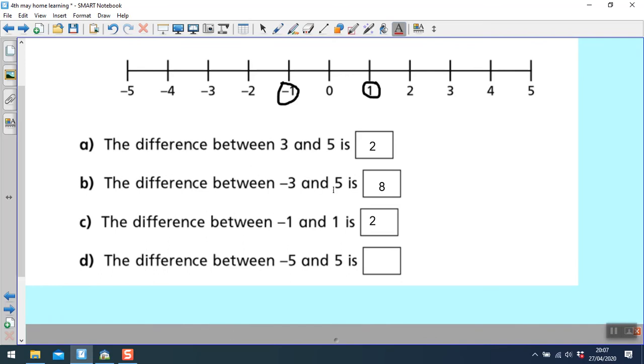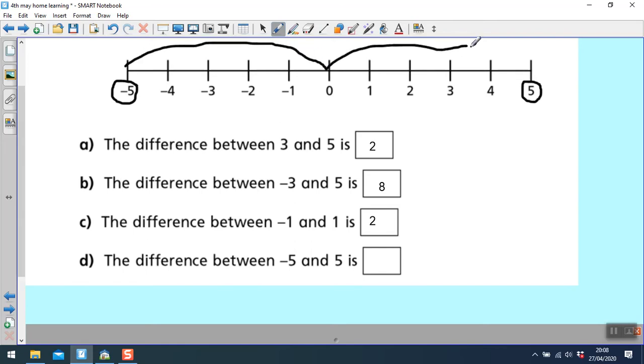The difference between -5 and 5. So -5 and 5. What do you add to -5 to get to 5? You could do a big jump to 0. So what do you add to -5 to get to 0? And then what do you add to 0 to get to 5? If you're not confident, then just add the jumps. How many jumps is it to get to 5?